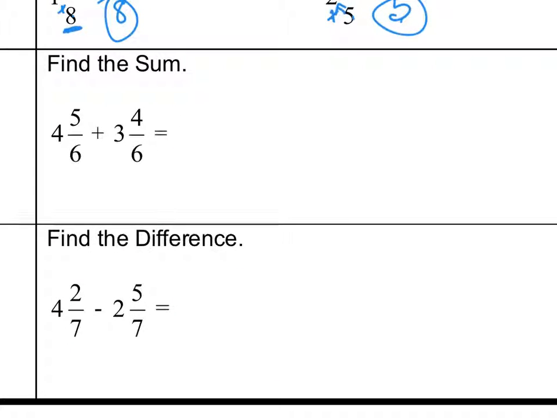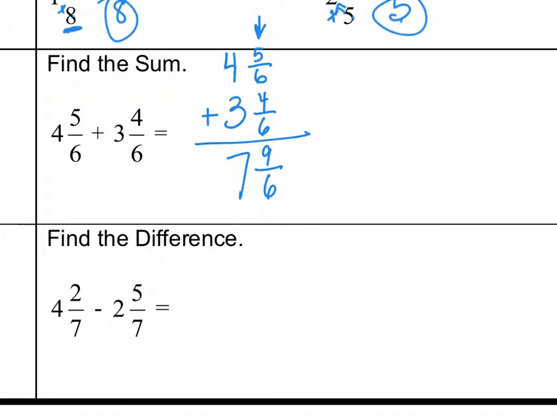Okay, find the sum. Let's write this vertically. Let's keep our whole numbers lined up and our fractions lined up. So we're going to start with the fraction column here. 5 sixths plus 4 sixths. 5 and 4 is 9, so that's 9 sixths. And 4 and 3 is 7.